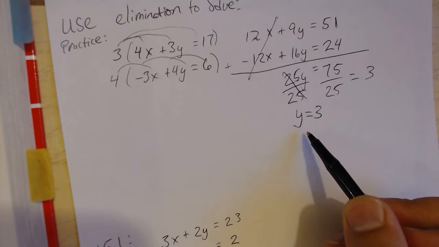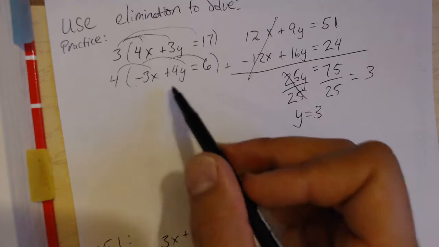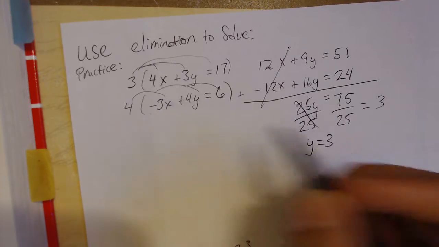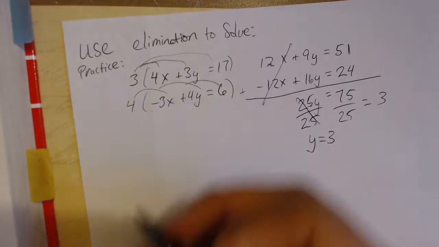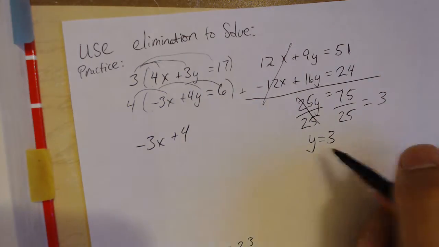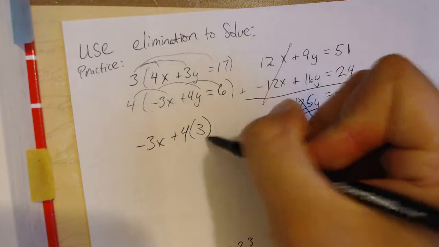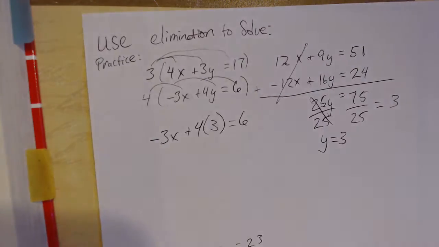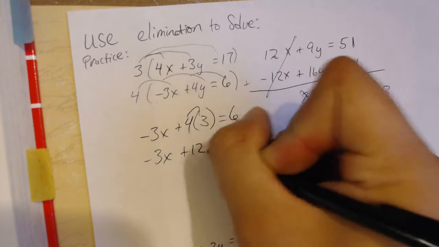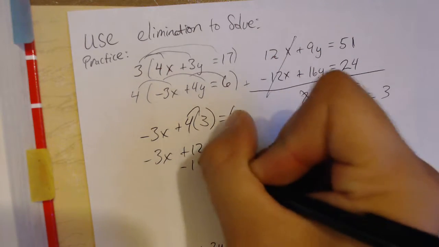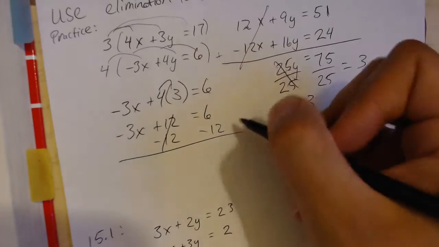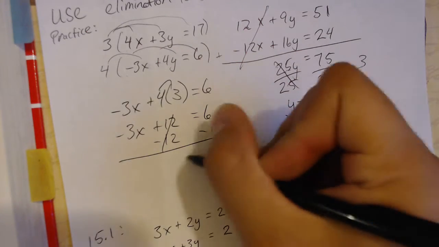So to solve for x, all we have to do is take our value of 3, plug it into one of these equations. We'll go ahead and plug it into this bottom equation. So we'll rewrite this as negative 3x plus 4 times 3 equals 6. From here we'll simplify this. It becomes negative 3x plus 12 equals 6, minus 12 from each side. The 12's cancel. 6 minus 12 gives us negative 6.